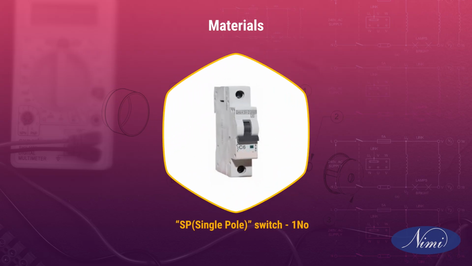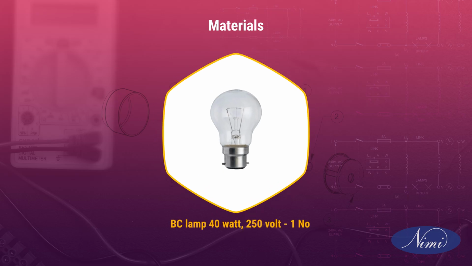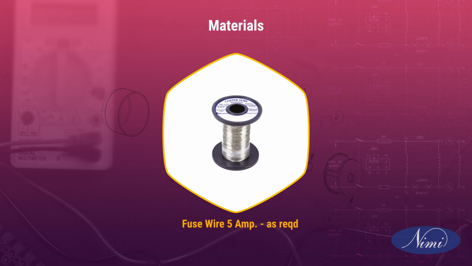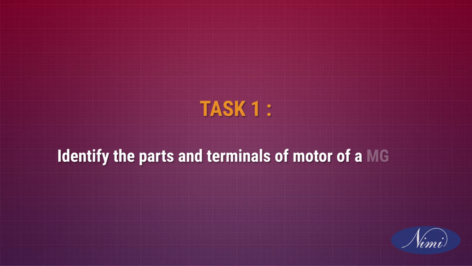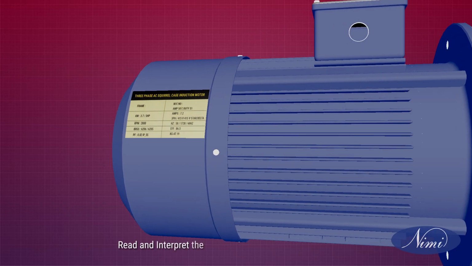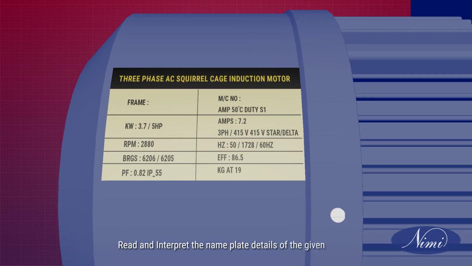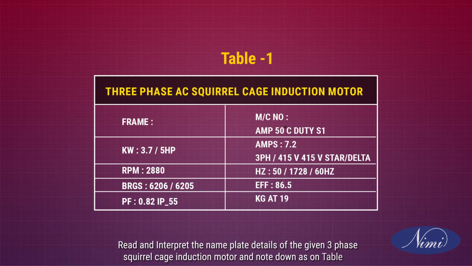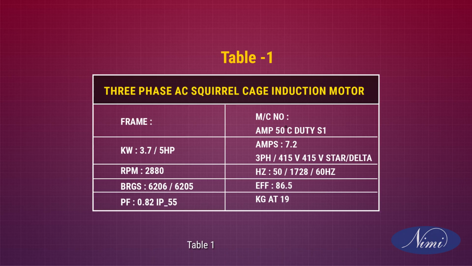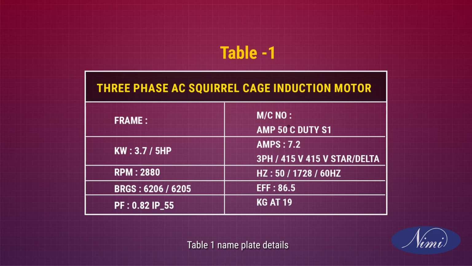Single pole switch, 1 number. BC lamp 40 watts to 50 volts, 1 number. Fuse wire 5 amp, as required. Task 1. Identify the parts and terminals of motor of a MG set. Read and interpret the nameplate details of the given 3-phase squirrel cage induction motor and note down as in Table 1. Table 1. Nameplate details.